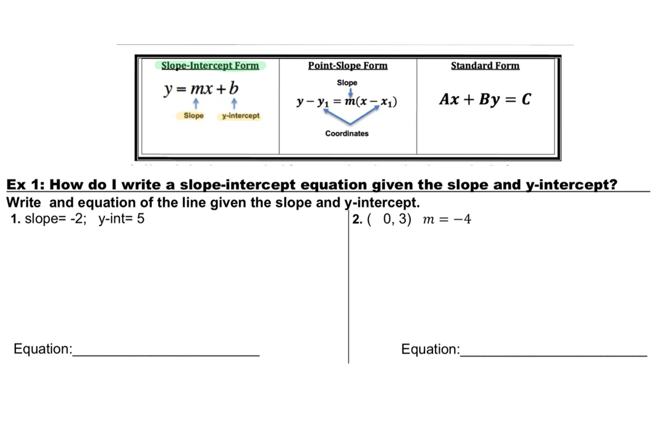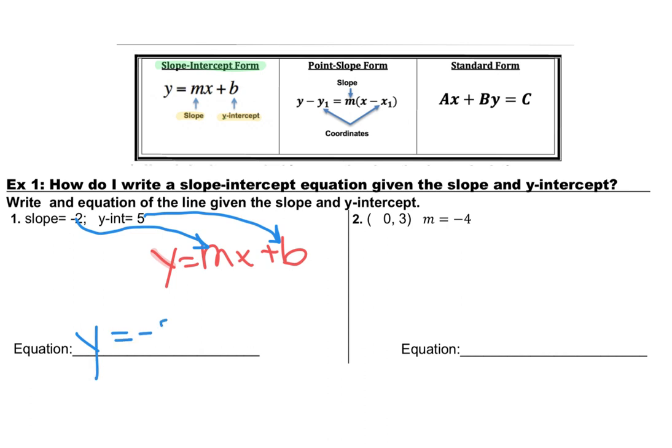So for question number 1, it says that the slope is equal to -2 and the y-intercept is equal to 5. Since we're writing this in slope-intercept form, let's start with y equals mx plus b. Every time you write an equation in slope-intercept form, you have to have the slope and you have to have the y-intercept. So in this case, we're going to plug the slope in for the m, and plug the y-intercept in for the b. That would give us y equals -2x plus 5.